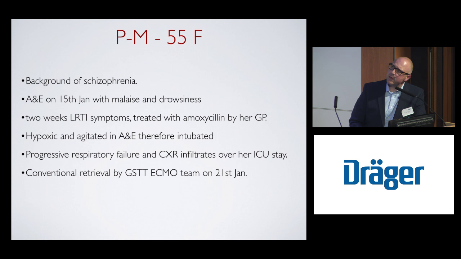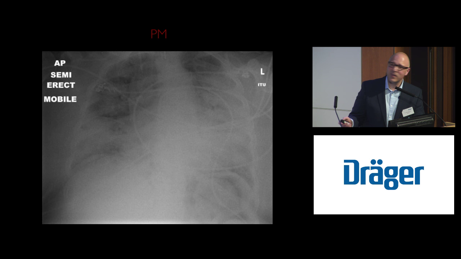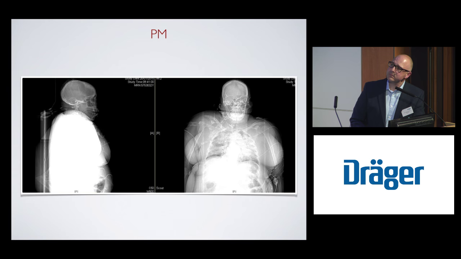The second is a 55-year-old lady with schizophrenia. She came to a different hospital with drowsiness and respiratory symptoms, was treated with antibiotics by the GP, then became hypoxemic, was intubated, and then was referred to us because of respiratory failure. She came to us on the 21st of January. I don't know what you think, but I can't make much of this chest X-ray. It's all very white, bilateral, difficult to see where the diaphragms are, and that's a body shape.